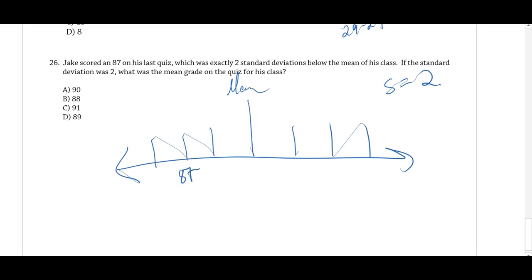So if I'm going to go to the right on the number line, I have to add. If I'm going to the left, I'm subtracting. So I'm going to add 2. I'd get 89. Add 2 again to get 91. So our answer would be choice C.